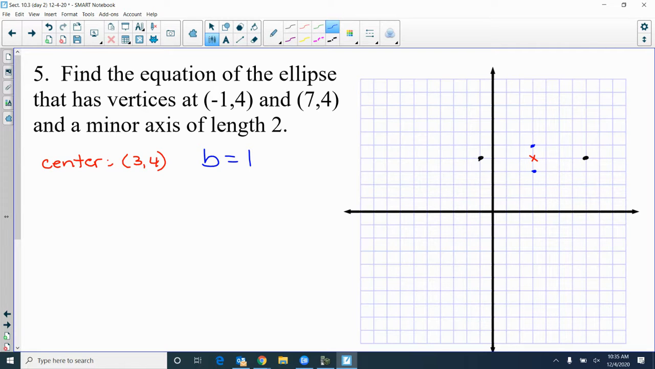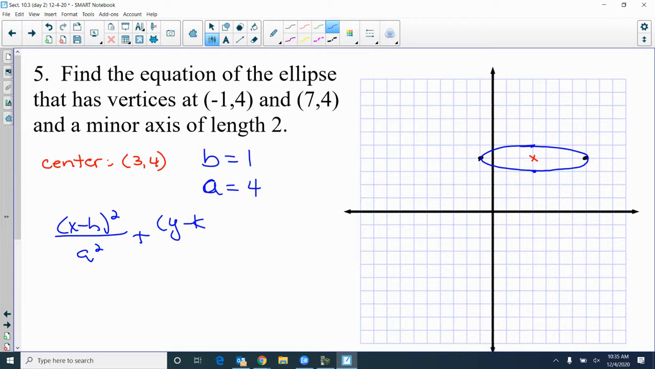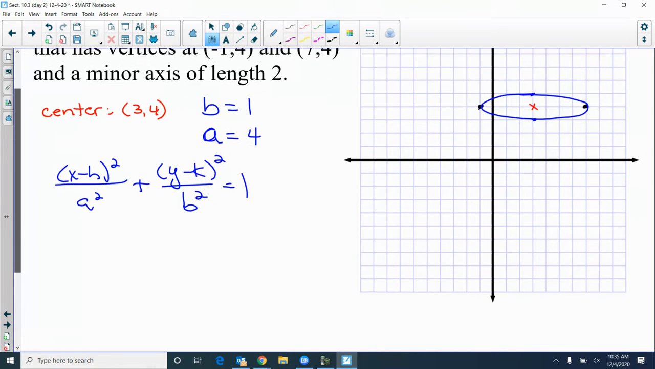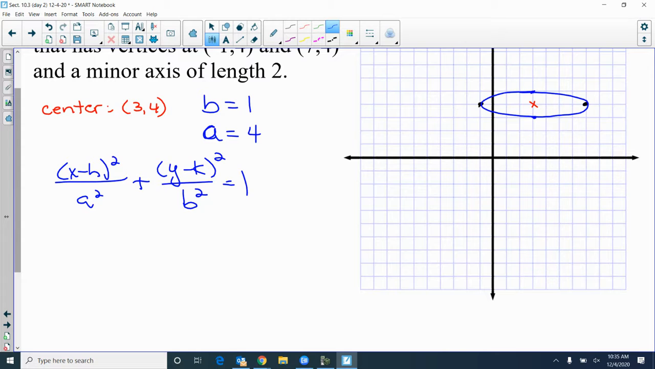A is 4. A is the distance from the center to the vertices. Since they give us those vertices, A is 4, which means the total distance would be 8 if you want to talk about the major axis. In this case, it's wider than it is tall, so it's got to be (x minus h) squared over a squared plus (y minus k) squared over b squared equals 1. We've got our a and our b, so we can find the equation.